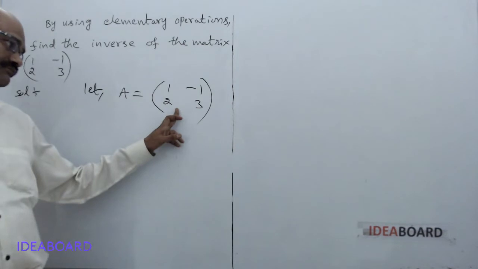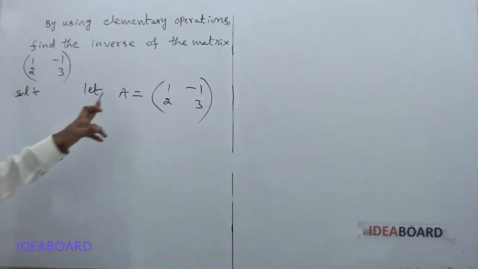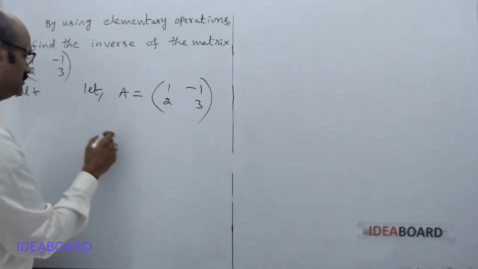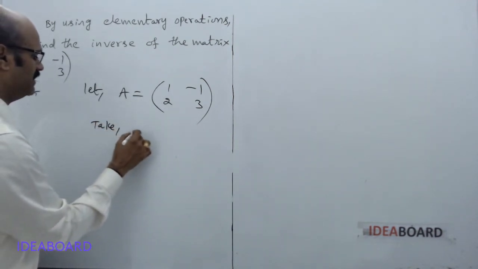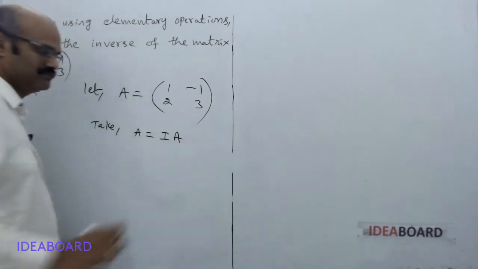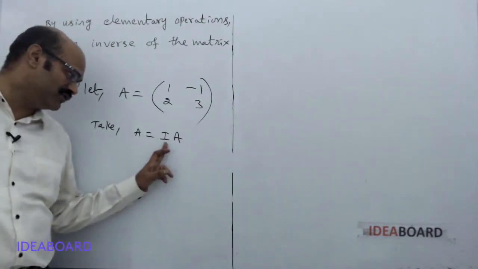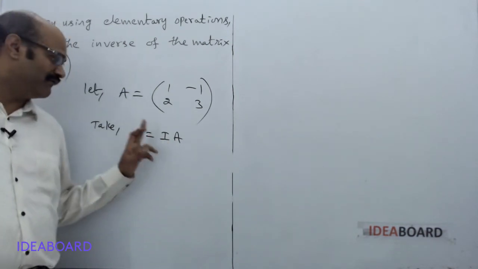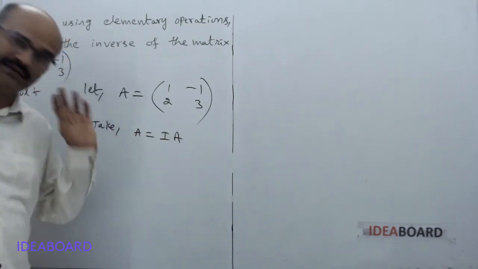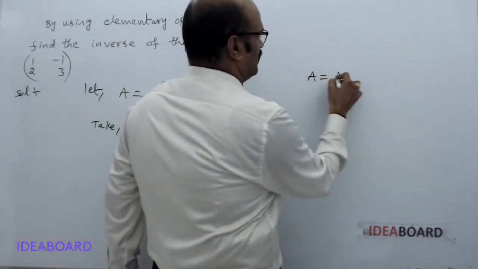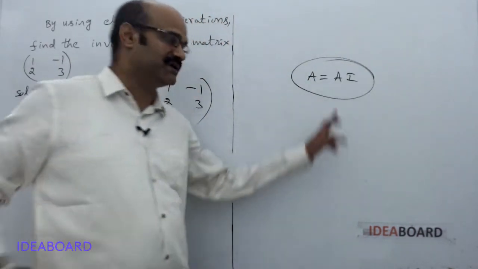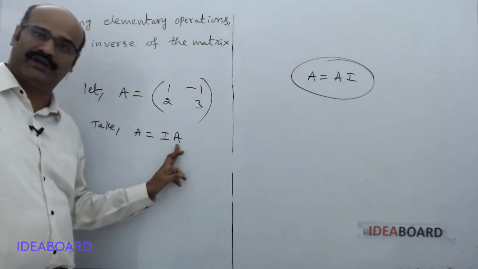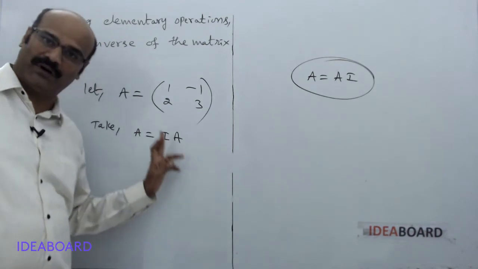Here we should take A equal to I into A. When you take A equal to I into A, we have to take only the row operations. When you take A equal to A into I, we have to apply column operations. So here I am taking A equal to I into A, so I take only the row operations here.